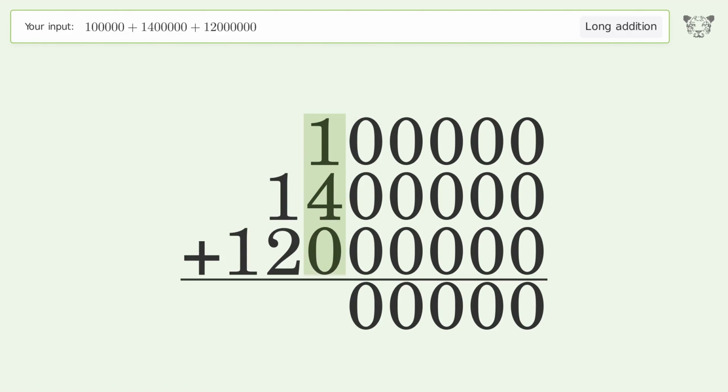1 plus 4 plus 0, equals 5. 1 plus 2, equals 3. Write 1 in the 10 millions place. And so the final result is 13,500,000.